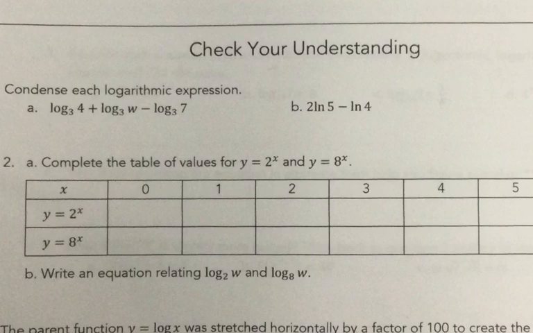Do you have A done? What is it? Log base 3 in parentheses 4W over 7. That's it. Log base 3 of 4W over 7. The logs that were being added, we multiplied in the argument. The one that was being subtracted became division in the argument. Okay with that?